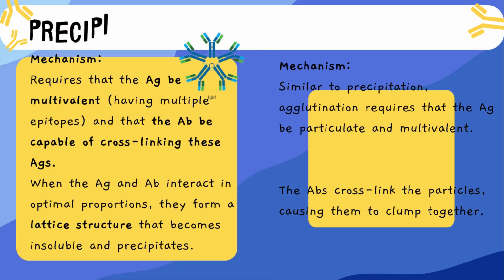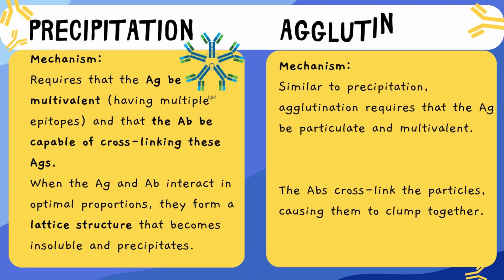Okay, and also precipitation and agglutination when it comes to their mechanisms here. Precipitation really requires that the antigen be multivalent, meaning it has a lot of epitopes, and that the antibody or antibodies are capable of cross-linking these antigens. So when the antigen and antibody interact, they form that very stable lattice structure that becomes insoluble and precipitates.